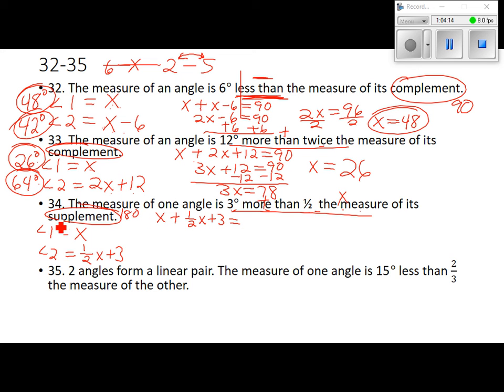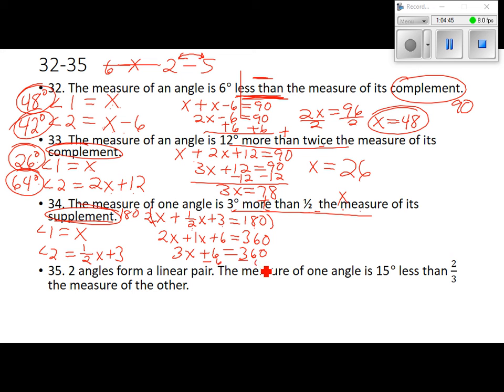And this time they told us they were supplementary, so they should equal 180. I'm going to do the same thing here. I'm going to multiply this whole thing to get rid of this fraction. Multiply everything by 2. So you get 2x. 2 times 1/2 is just 1x. 2 times 3 is 6. 2 times 180 is 360. If you don't want to multiply everything by 2 and make that extra step, then don't do it. Figure it out using the fractions. 3x plus 6 equals 360.